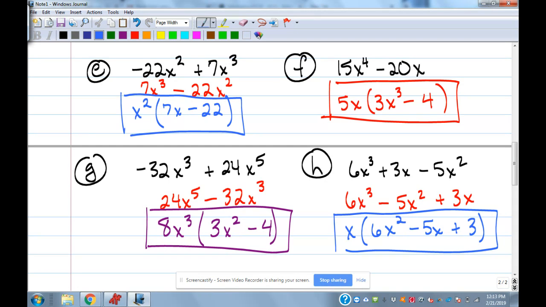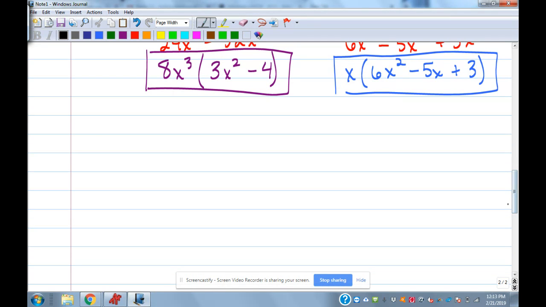Next week, we're going to learn how to do something else with this. But today, our main goal is just GCF. That's all we're going to do is GCF today. All day long. And then 28x squared minus 21x to the fourth plus 14x cubed.